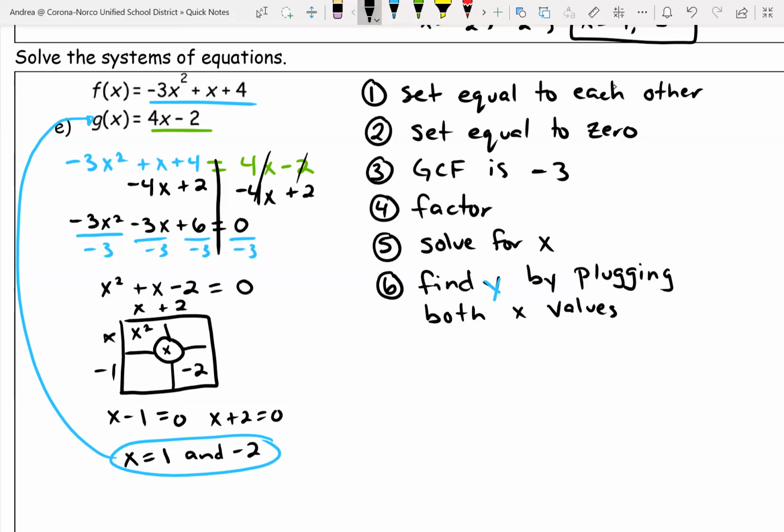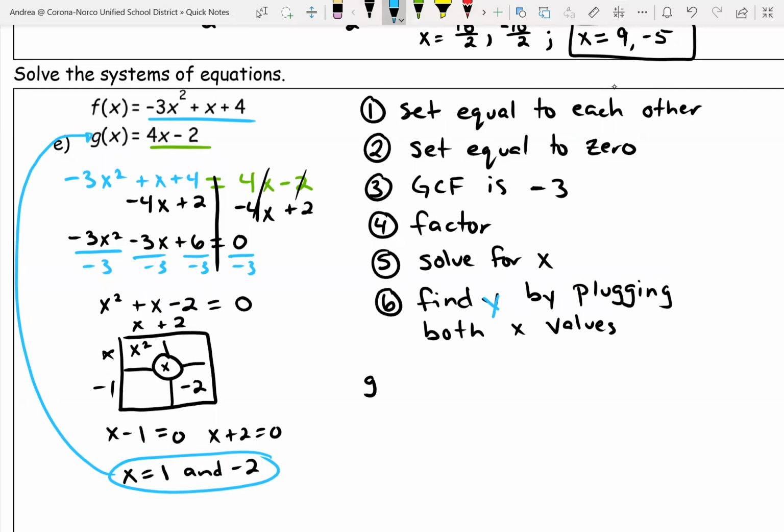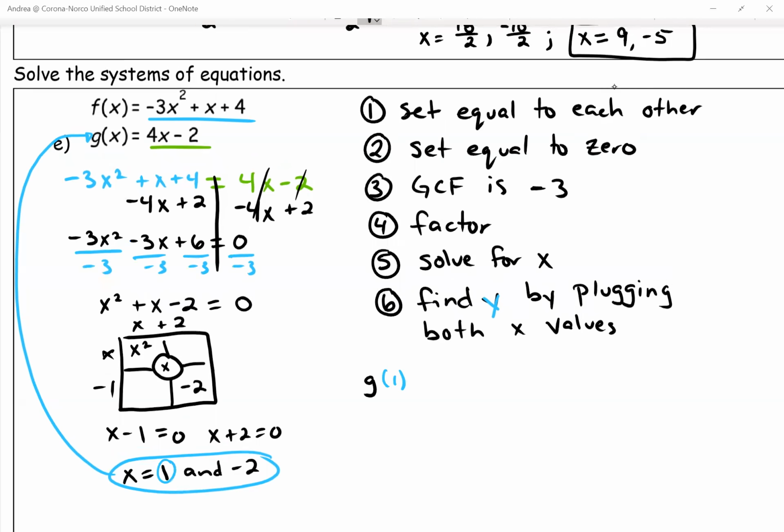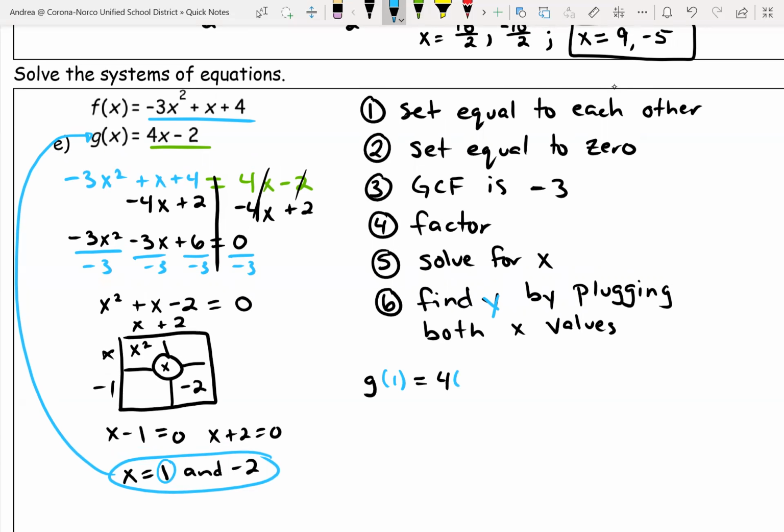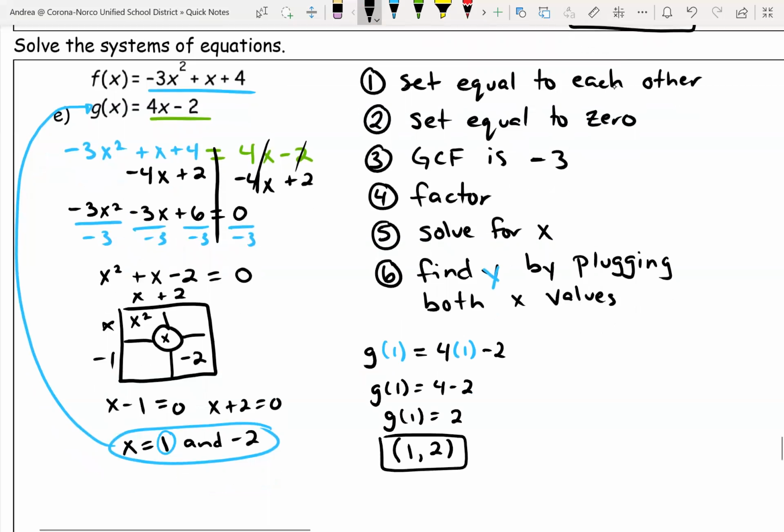So I'm going to plug in 1 first. g of 1 equals 4 times 1 minus 2. So g of 1 is going to equal 4 minus 2. g of 1 equals 2. So my solution is (1, 2). That's one place where the two graphs intersect.